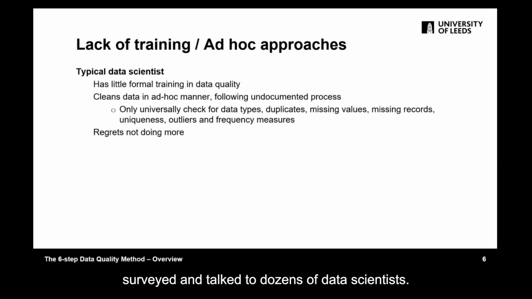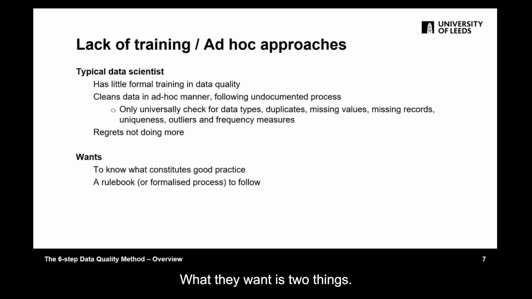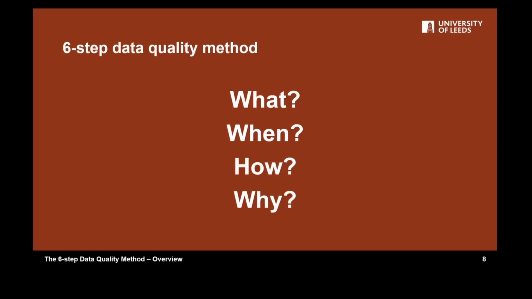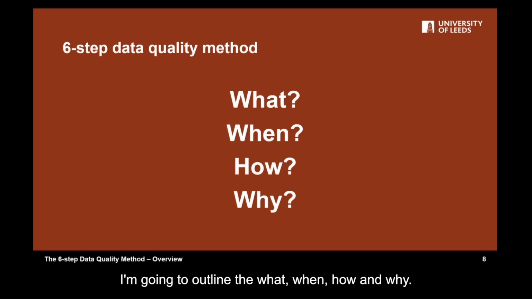Now, we've surveyed and talked to dozens of data scientists. A lot of them say that they regret not doing more, and they'd love to change that. What they want is 2 things. They want to know what constitutes good practice, and they want a rule book or process to follow. That led to this 6-step data quality method, and in the remainder of this video, I'm going to outline the what, when, how, and why.